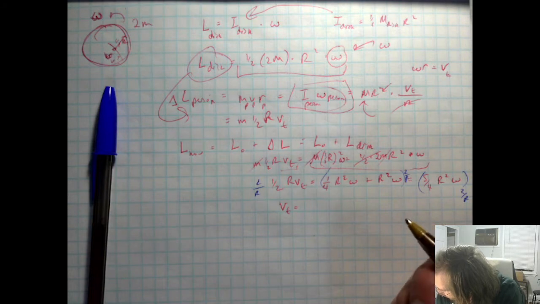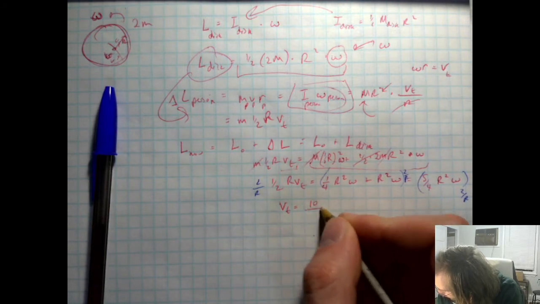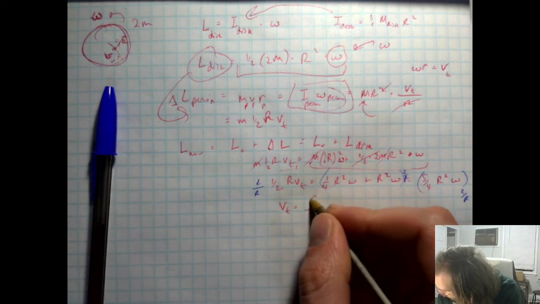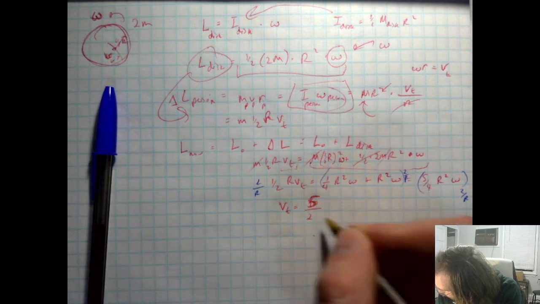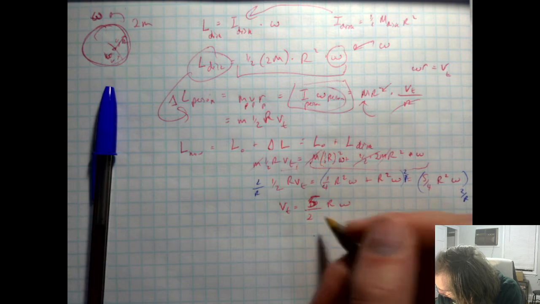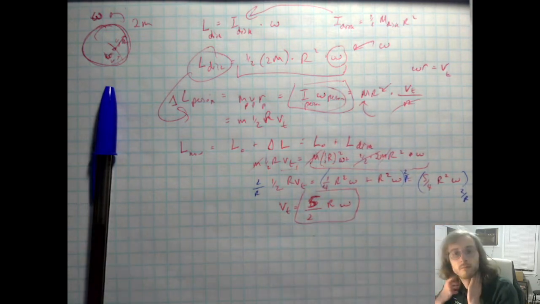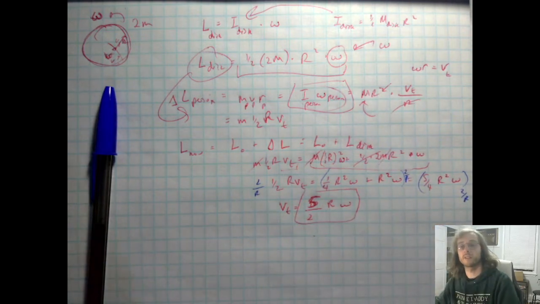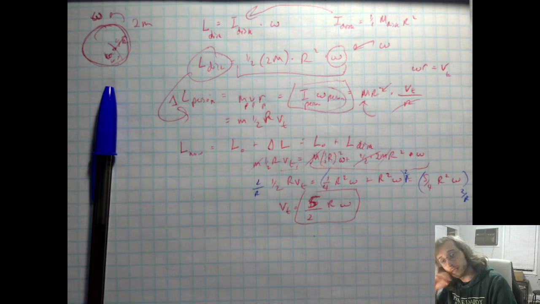So our tangential velocity will be equal to 10/4 or 5/2 divided by r, so just r omega. So based on the radius of the merry-go-round and based on the speed the merry-go-round is going.